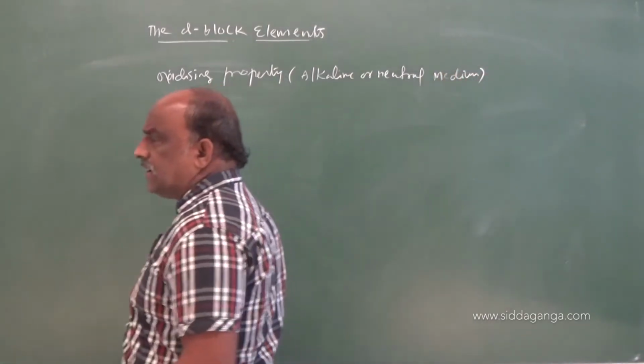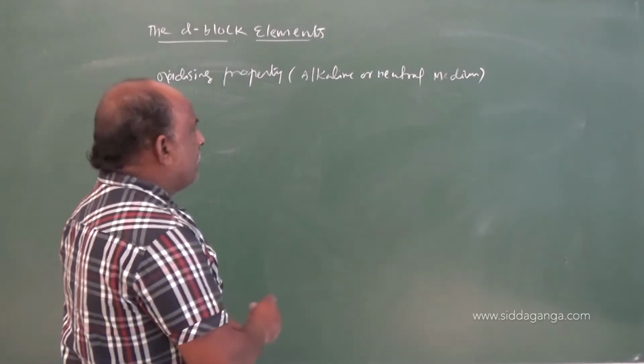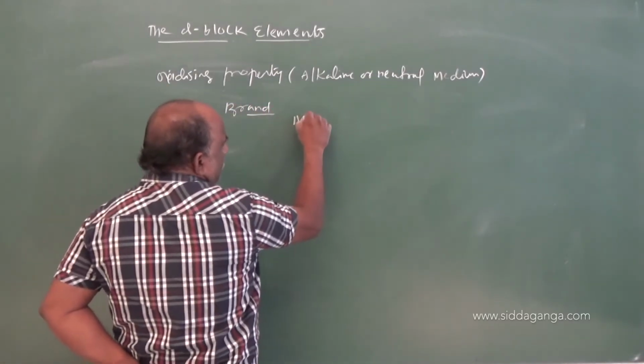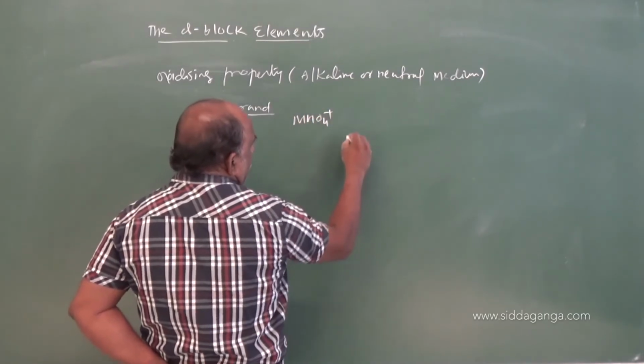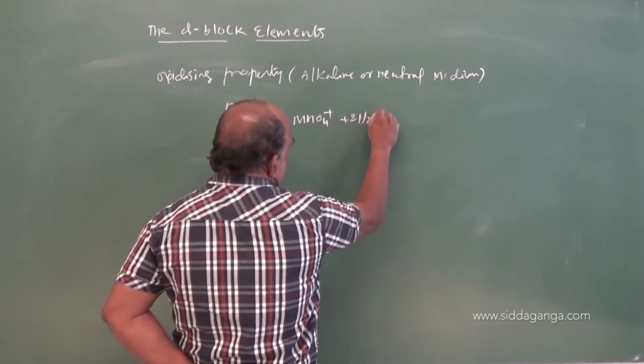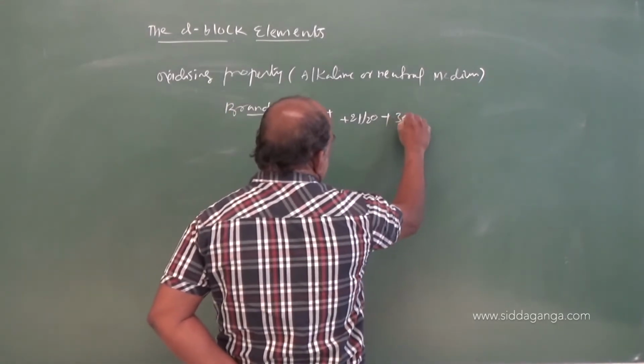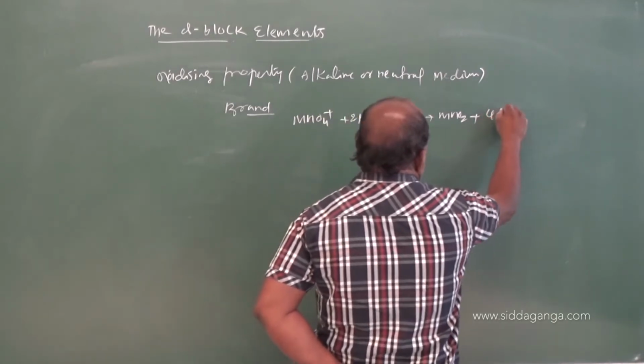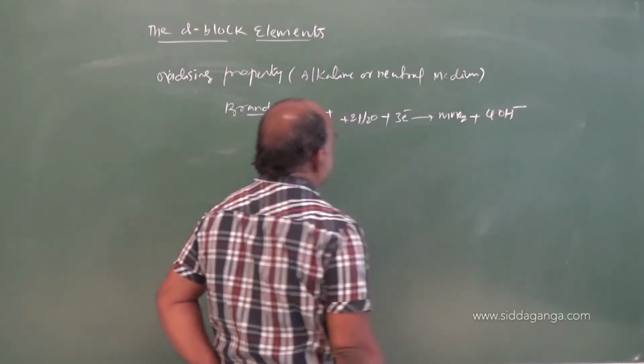Oxidizing property in alkaline or neutral medium. What will be the balanced equation? Balanced, again we should write balanced. MnO4 minus plus 2H2O plus 3 electrons gives MnO2 plus 4OH minus.